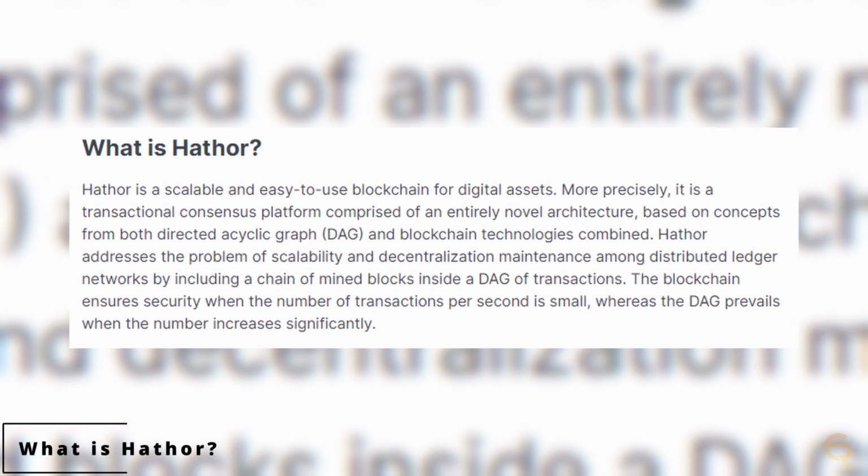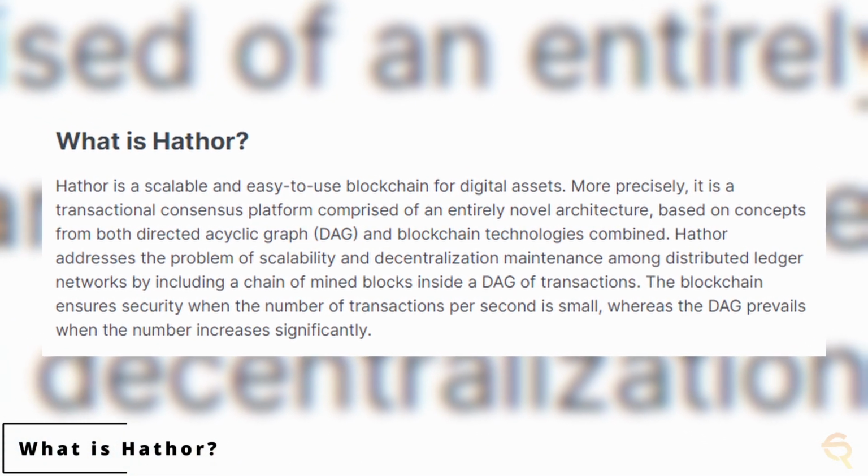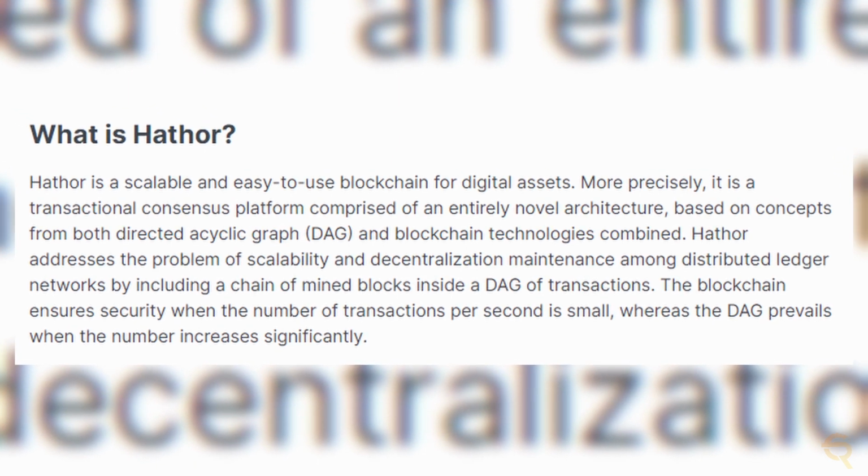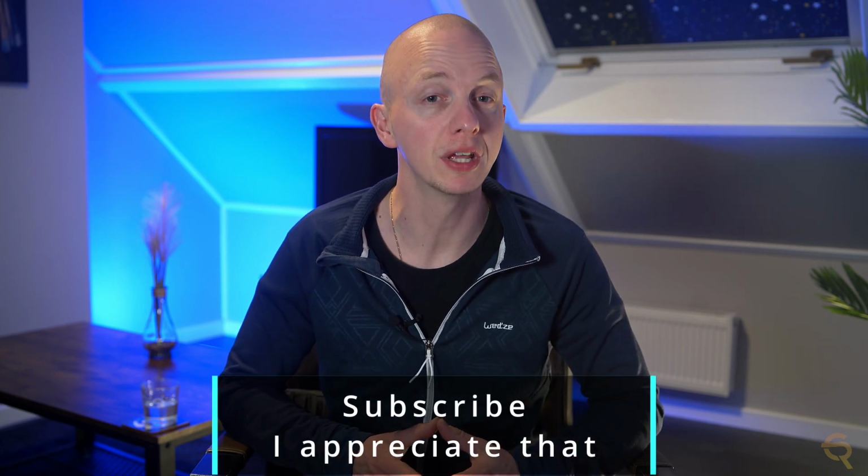Hathor can be described as a scaled and easy to use distributed ledger to support light financial transactions and contracts. It is also a consensus platform, but its architecture is novel, which basically means that it is a hybrid one designed by combining directed acyclic graph and blockchain technologies. Just see it like having a blockchain inside a DAG and then both being intertwined.